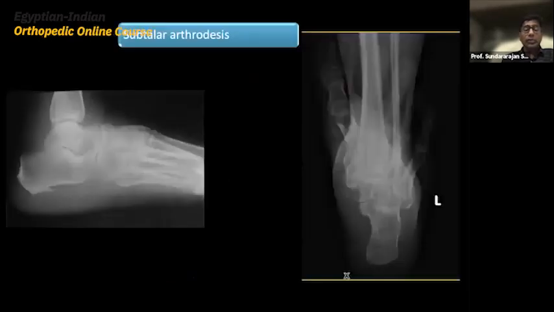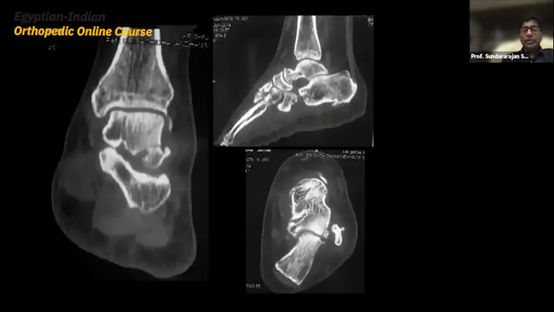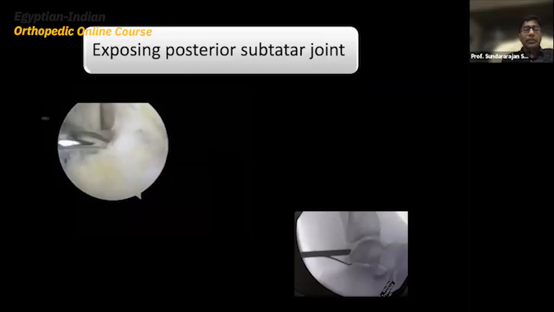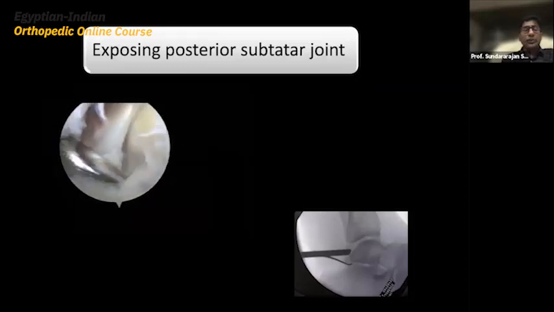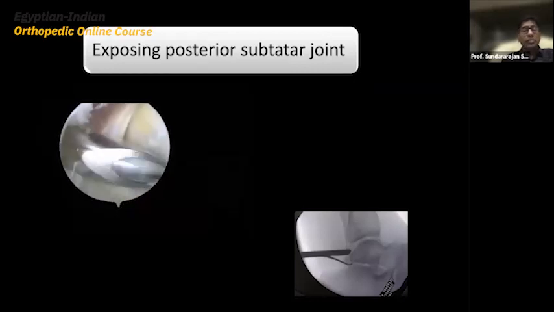After the scopy. This is a case of subtalar arthritis. You can see that there is no gross deformity. It's a case of a rheumatoid patient with severe subtalar arthritis. Again, posterior ankle arthroscopy gives you excellent exposure of the subtalar joint.